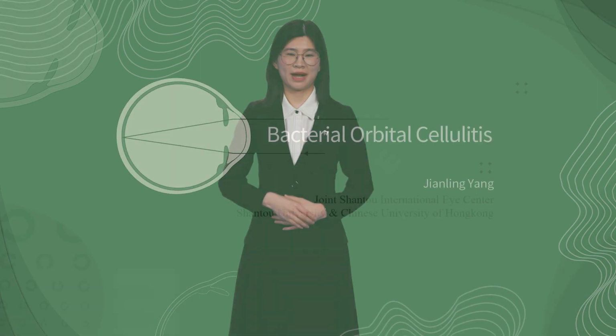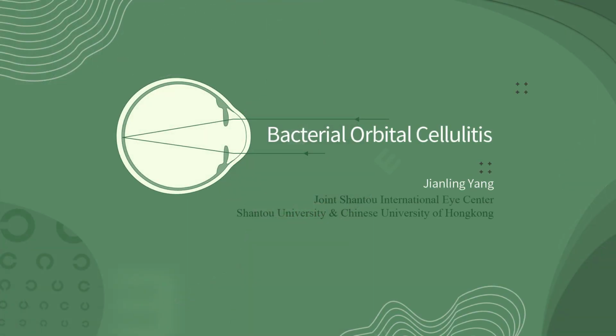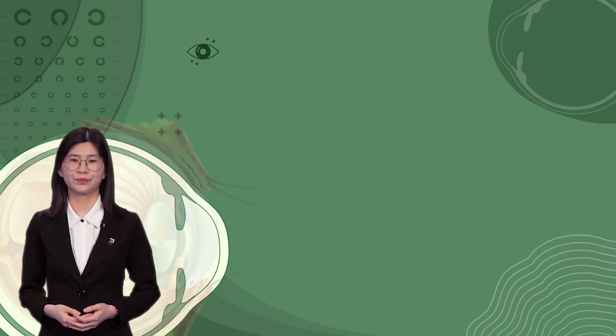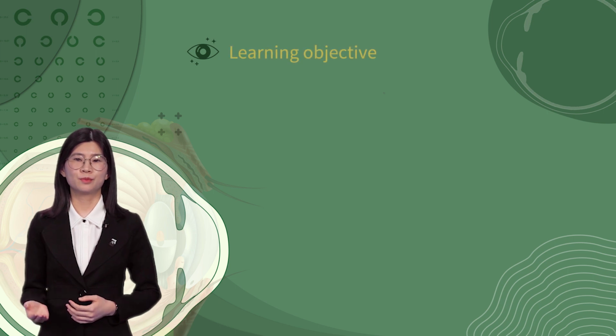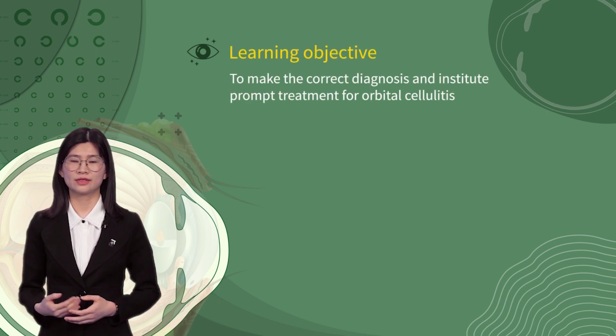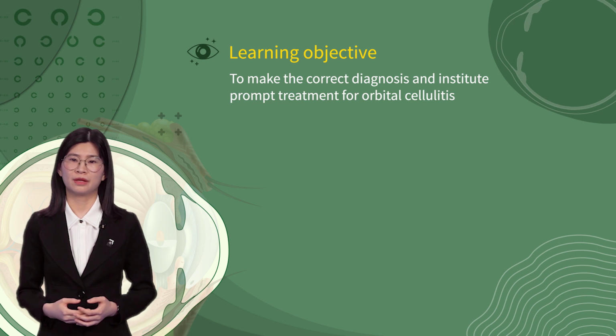Today's topic is bacterial orbital cellulitis. This disease could be life-threatening, so it's very important for you to make the correct diagnosis. So the learning objective is to make the correct diagnosis and institute prompt treatment for orbital cellulitis.